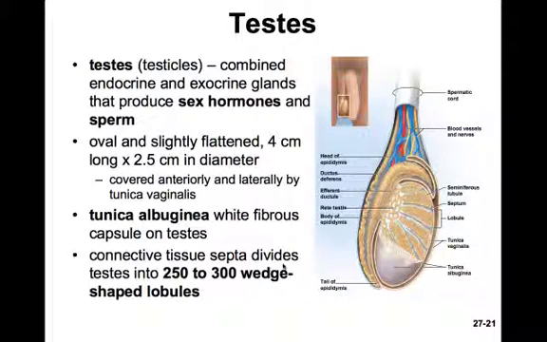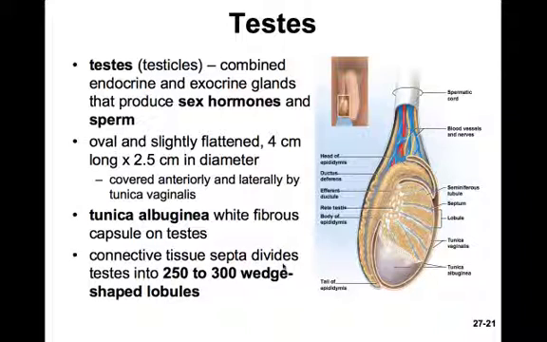So the testes are both endocrine and exocrine glands. That is, they produce sex hormones, which are secreted into the blood, and then they are exocrine in the fact that they produce sperm, which is released into a duct. The testes are oval and slightly flattened. They're about 4 centimeters long and 2.5 centimeters in diameter.